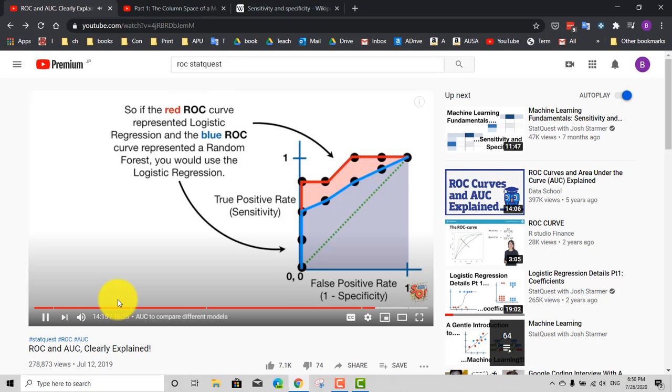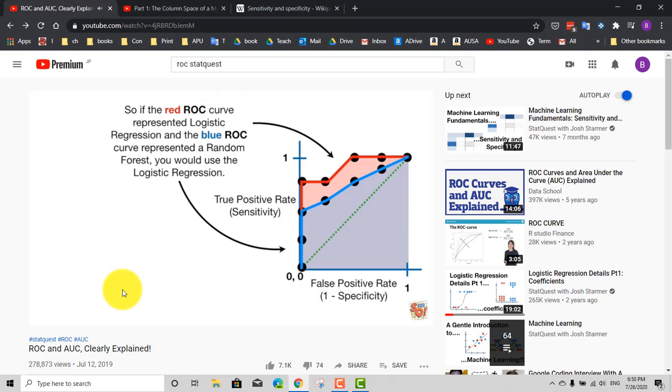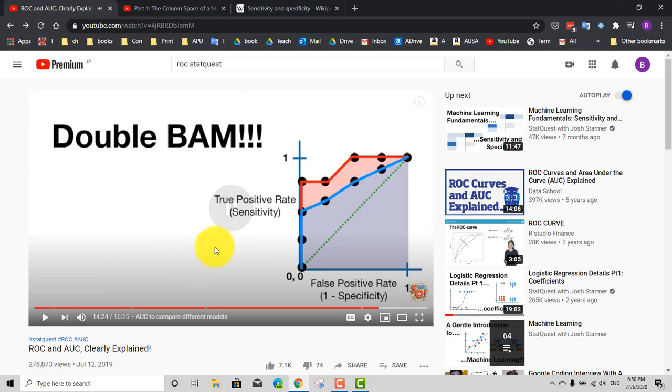So if the red ROC curve represented logistic regression and the blue ROC curve represented a random forest, you would use the logistic regression. Okay, now double bam. Okay, so in other words, we can take different models.